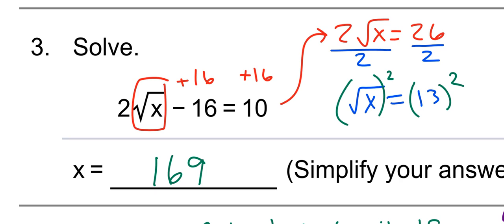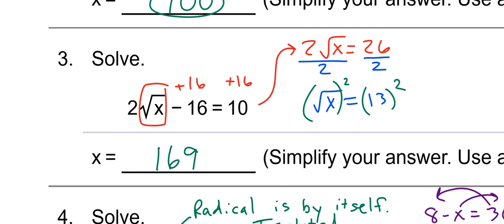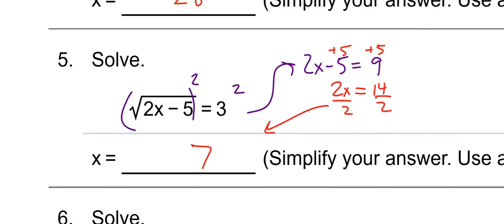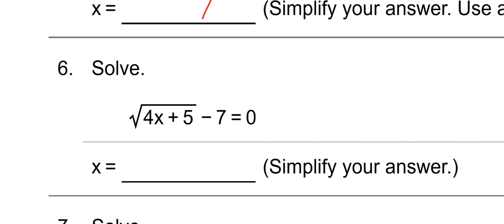So we had to do 2 things to get the radical by itself, and then we could find that answer. But we did not need to check for extraneous solutions.